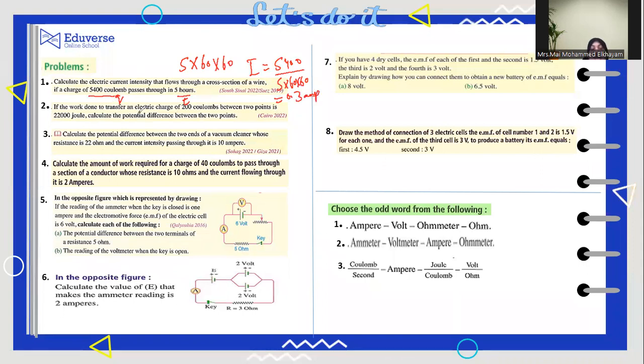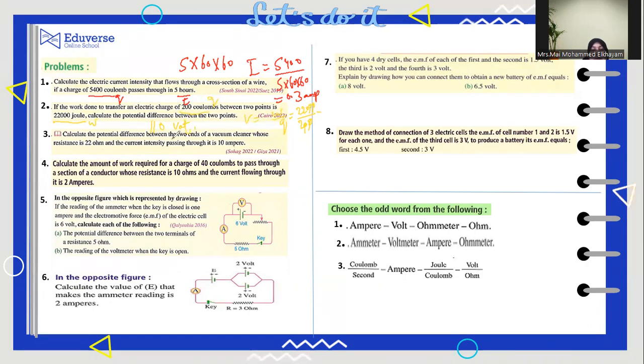Now, if the work done to transfer an electric charge of 200 coulomb between 2 points is 22,000 joule, calculate the potential difference. What are the given information again? Let me use another color. Here I have the quantity of charge. I have the work done. So V equals what? Work done over Q. It is equal to what? 22,000 over 200. Cancel 2 zeros with each other. 220 over 2 will be what? 110 volt.